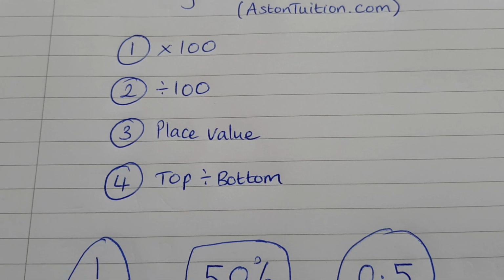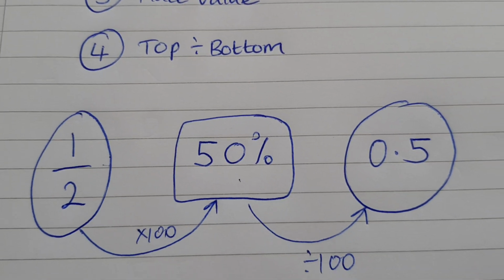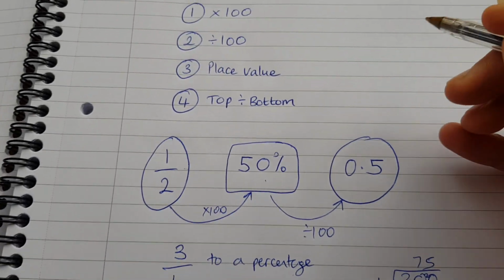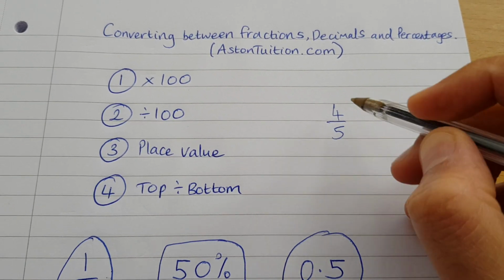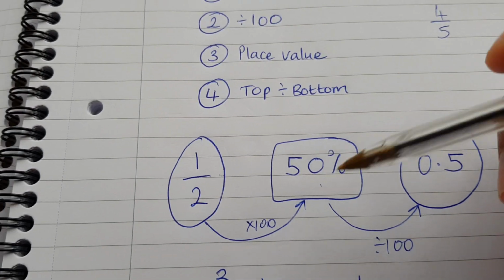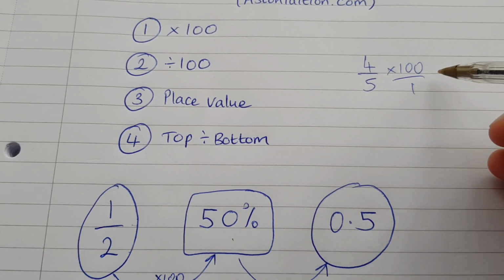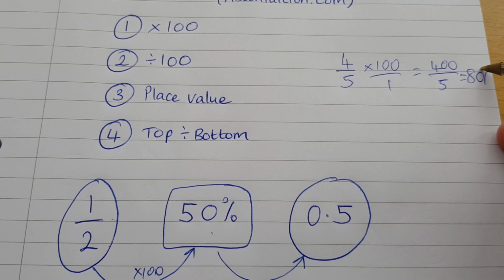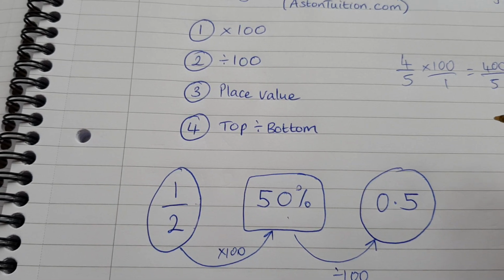So just to summarize, you've got 4 options to choose from, and if you remember these facts, it'll make it a lot easier if you do forget what to do. So let's do another one over here. So if you've got 4/5, that's a fraction. If you have to change that to a percentage, so if you go back, a fraction to percentage, you times it by 100. So it's quite straightforward. So that's 80%.